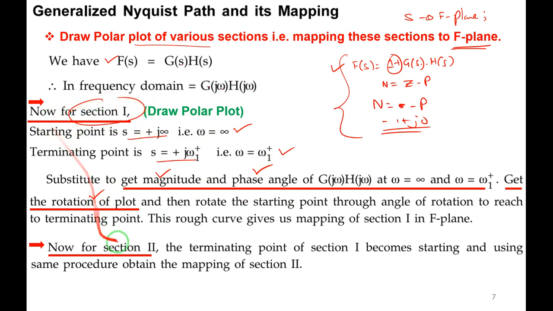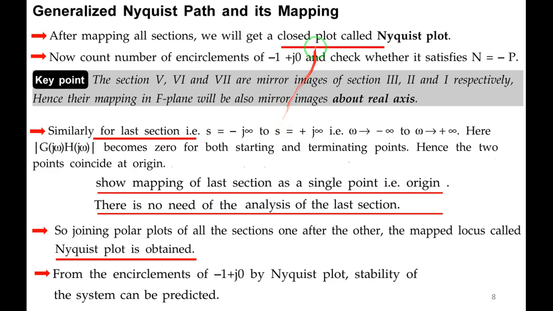That is over. Similarly, you have to do for section 2. We identify the starting point, terminating point, rotation plot, and draw the polar plot for section 2. Next, go for section 3, section 4, and do all the things, right? After mapping all the sections, we will get a closed plot, right? Because there are several polar plots for each and every section. If we combine all those polar plots of all the sections, we will get a closed plot that we call it as Nyquist plot, right?